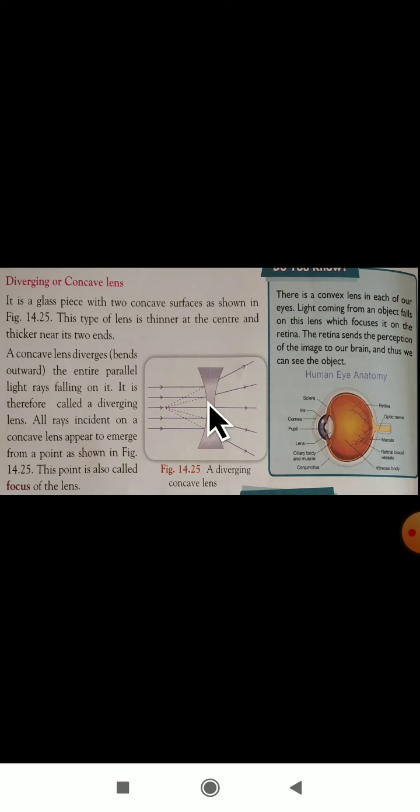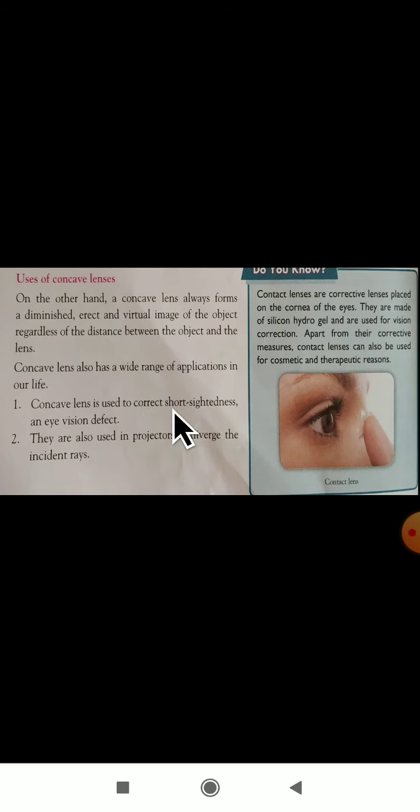All rays incident on a concave lens appear to emerge from a point as shown in the figure. This point is called the focus. Here, this is the focus point. Next, we will see the uses of a concave lens here.